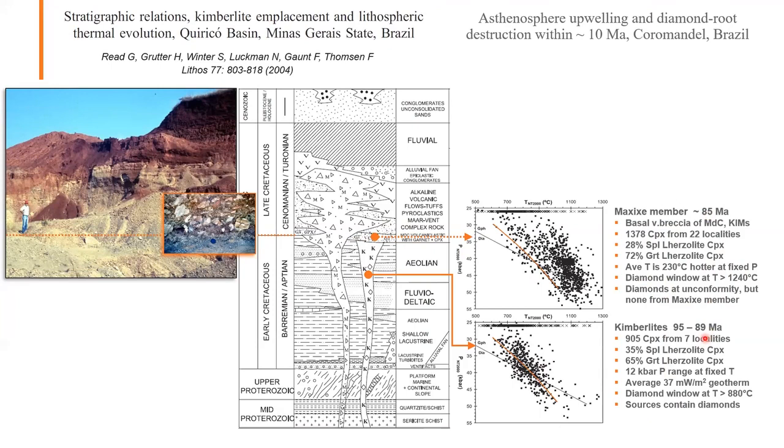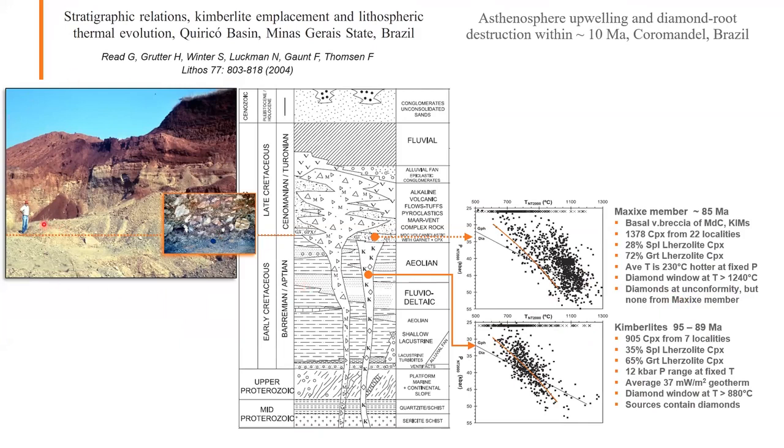All of a sudden, your thermobarometers are telling you there's a huge thermal influx and it happened snap in 4 million years. The diamond window is situated at larger than 1240 degrees centigrade, and not many of these clinopyroxenes have those temperatures. And so basically, your diamond root has disappeared. There are diamonds that are at the unconformity. This is what this picture is all about.